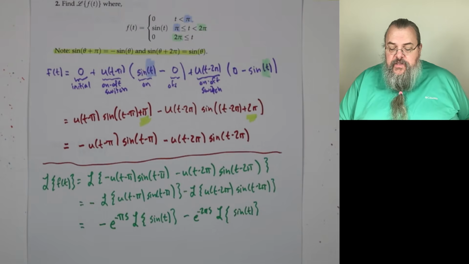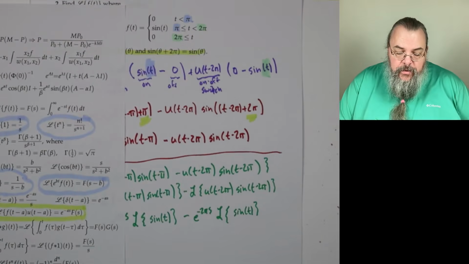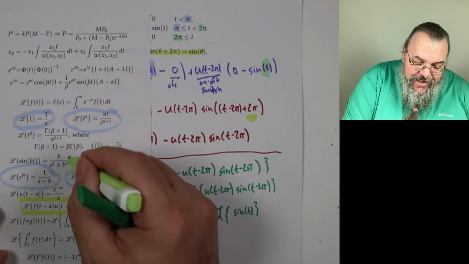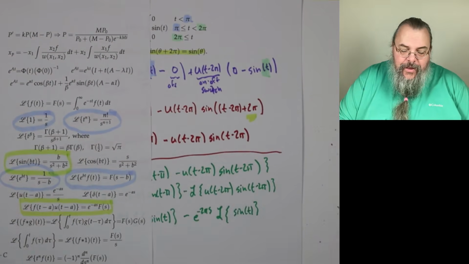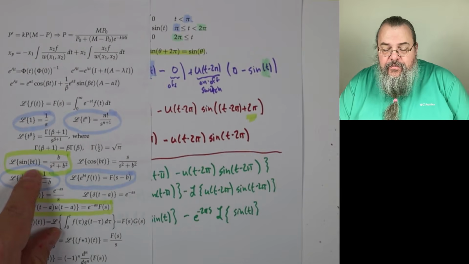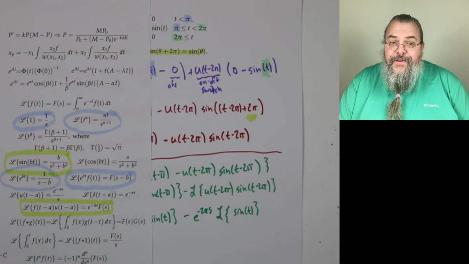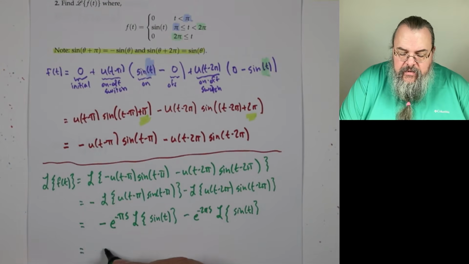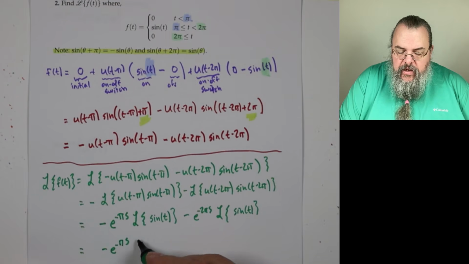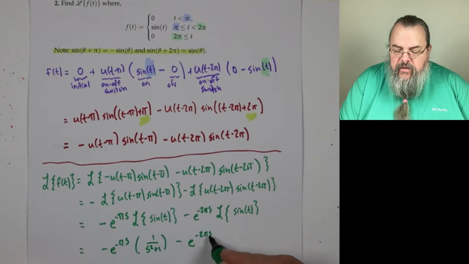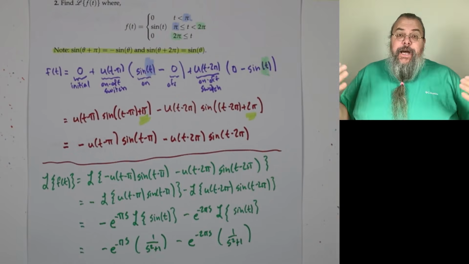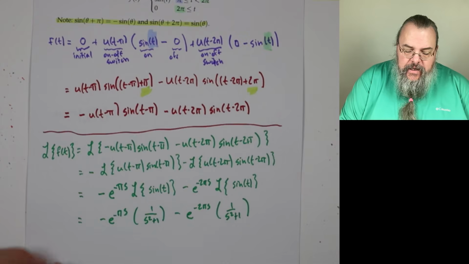All right, now we're almost there. Do we know what the Laplace transform of sine of t is? And we do, because it's right there. The Laplace transform of sine of t, so that's b equals 1, is 1 over s squared plus 1 squared. Okay, so we end up with a minus e to the minus pi s times 1 over s squared plus 1 minus e to the minus 2 pi s times 1 over s squared plus 1. And we're done.